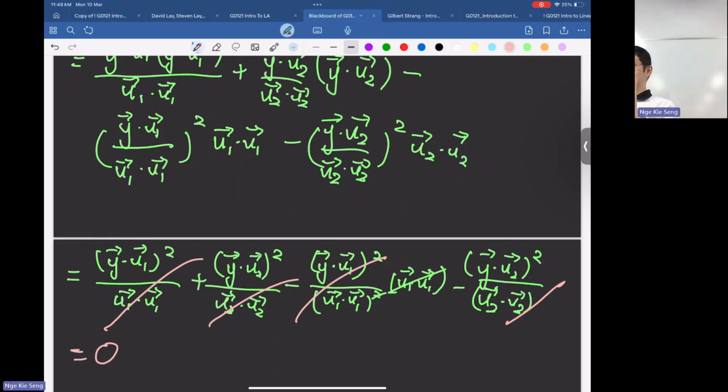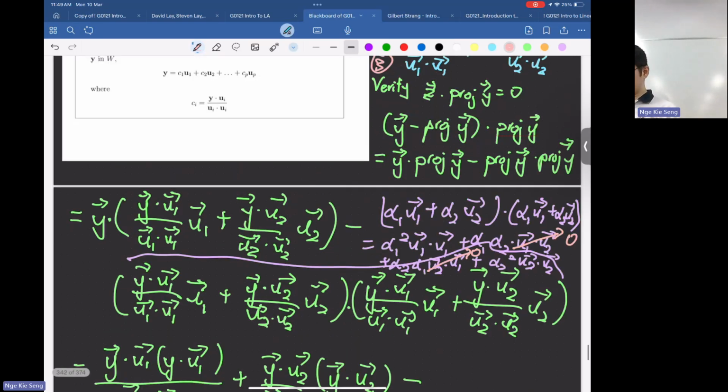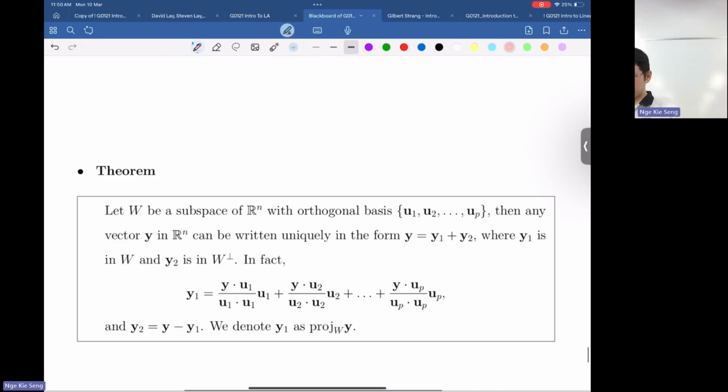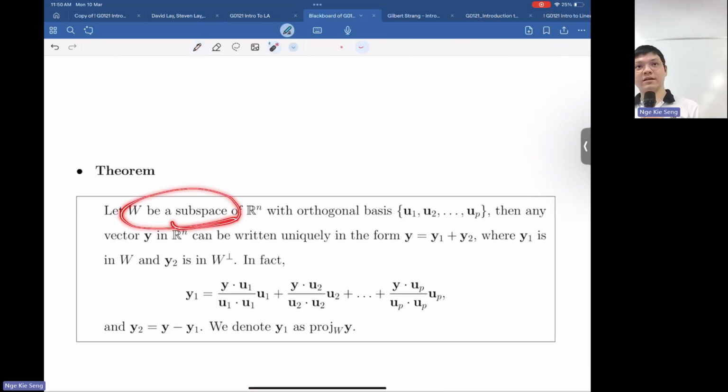But with a condition. What's the condition? You need to kill the cross term here. But killing the cross term means what? You need to make sure that you start with u1, u2 that are orthogonal. So the theorem is, what's this theorem here? If you have a subspace with an orthogonal basis, then we can write your y as y1 plus y2, such that y1 is the projection that we defined.